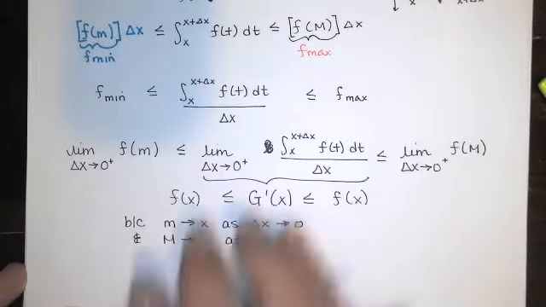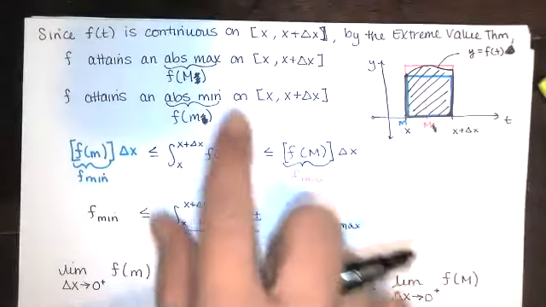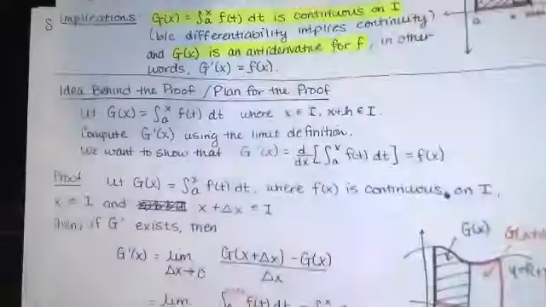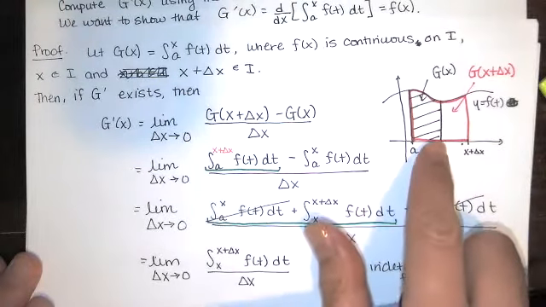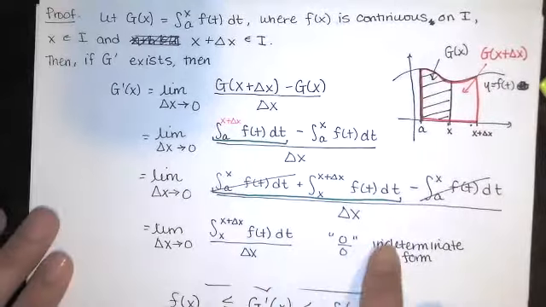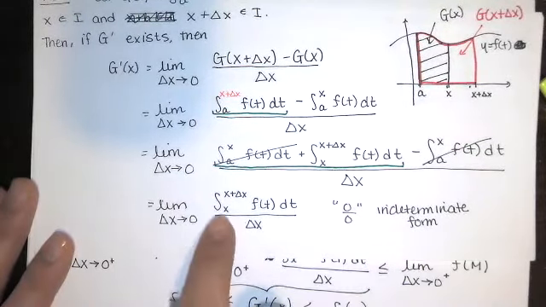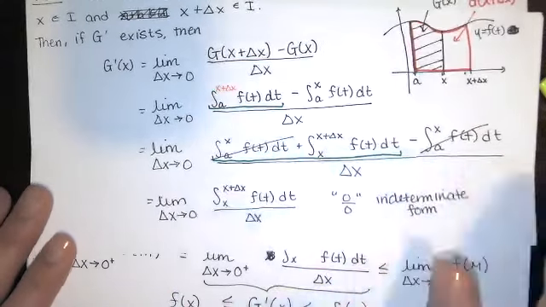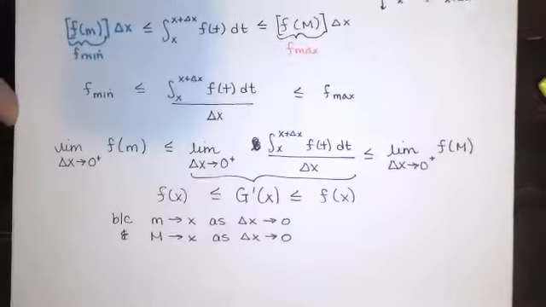We could do exactly the same argument looking at limits from the left. The only difference in all of this would be in the way we draw our picture. If delta x were to the left, it'd be over here. But we would still have that 0 over 0 indeterminate form, and we'd have the integral from x plus delta x to x instead. It'd be flipped the other way. But everything else would be exactly the same. It would be exactly the same argument.